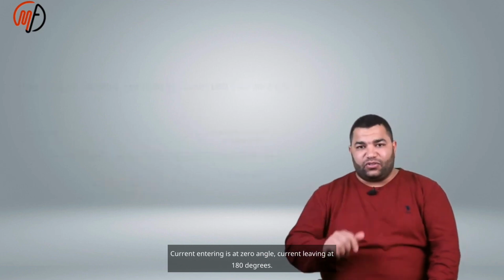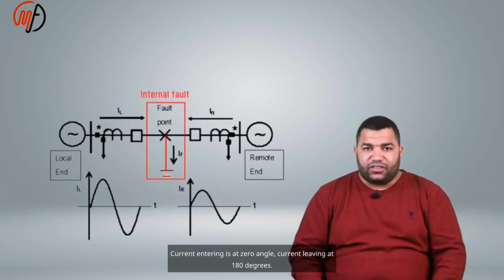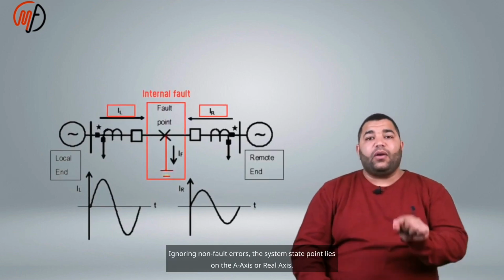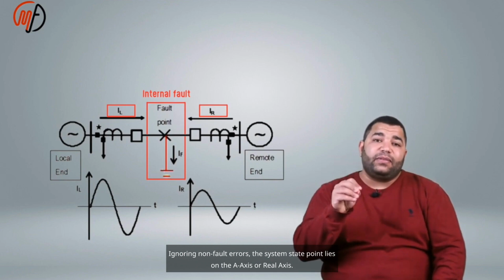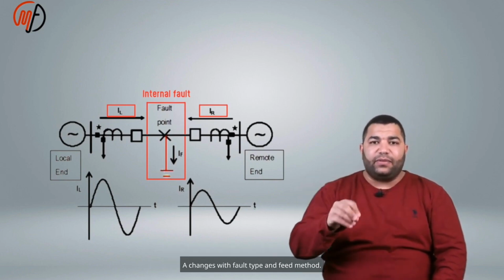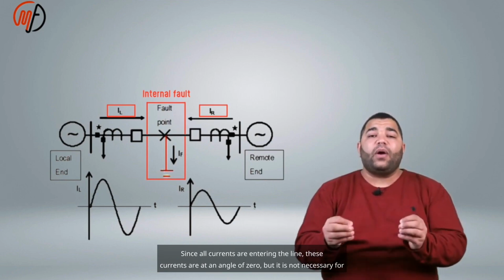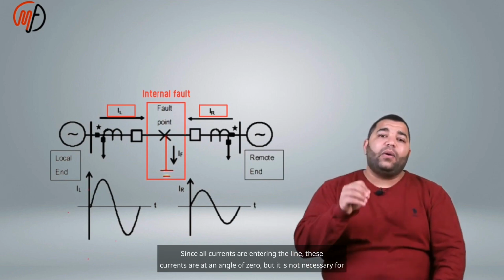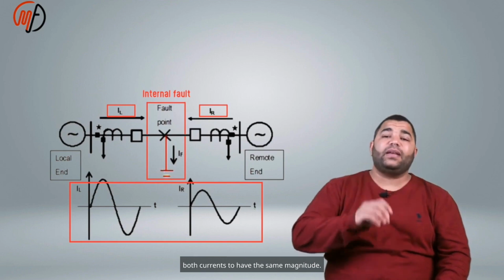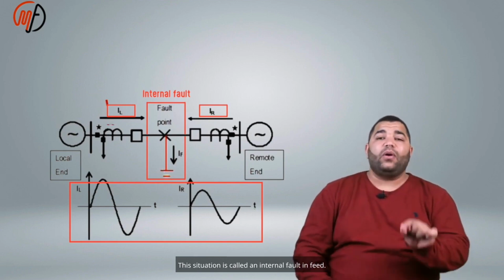Current entering is at 0 angle. Current leaving at 180 degrees. This is an internal fault. Ignoring non-fault errors, the system state point lies on the A-axis, or real axis. A changes with fault type and feed method. Since all currents are entering the line, these currents are at an angle of 0, but it is not necessary for both currents to have the same magnitude. This situation is called an internal fault in feed.